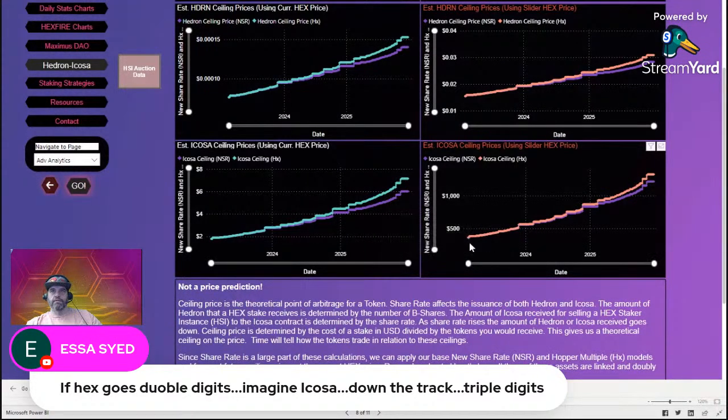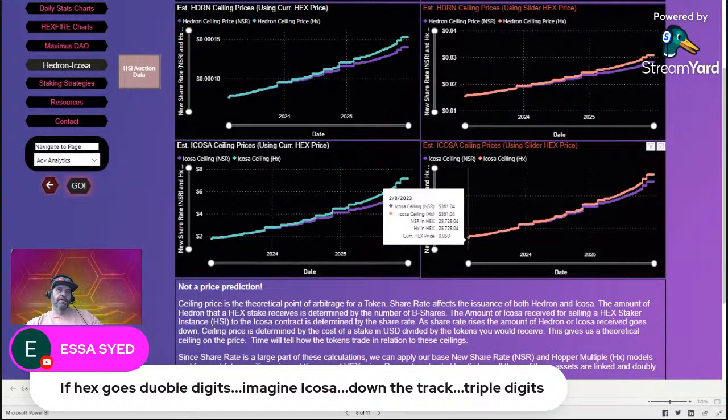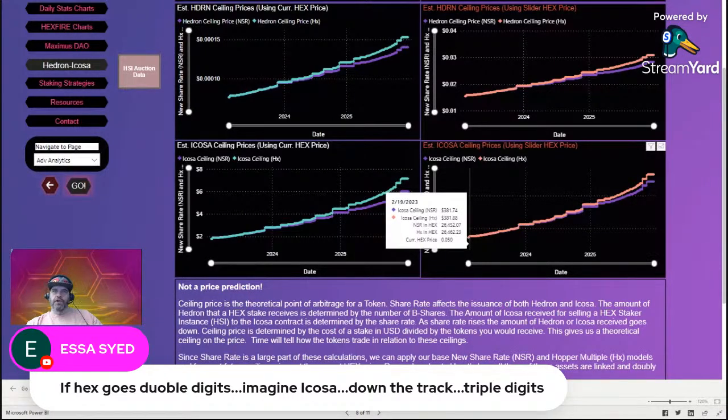But at $10 today, if we were at $10 hex, we would be something like $361 ICOSA as being the ceiling, not a price, because it's not a price prediction. But there's been a discount to ceiling at times, and sometimes a premium to ceiling. I don't see why it wouldn't stabilize at some point, so that we end up seeing some factor of whatever the ceiling price is be the reality for ICOSA. Now with ICOSA, because of the ability to sell back HSIs for ICOSA, I think you have a good chance for it to be always kind of around its ceiling price.